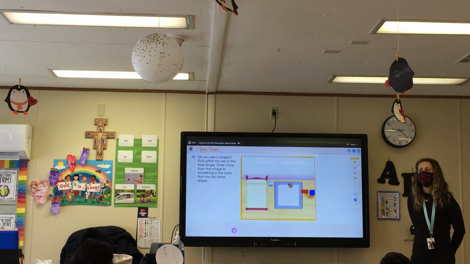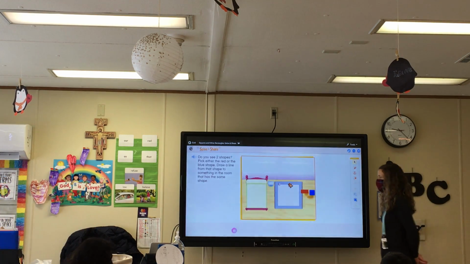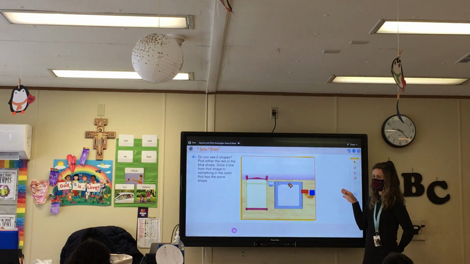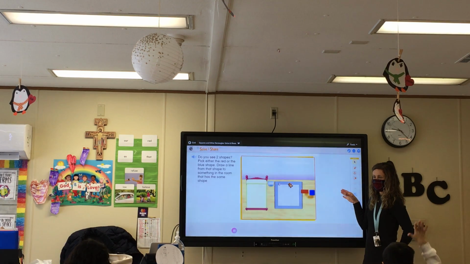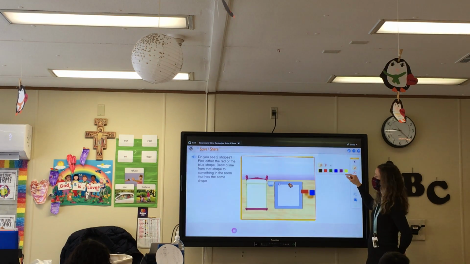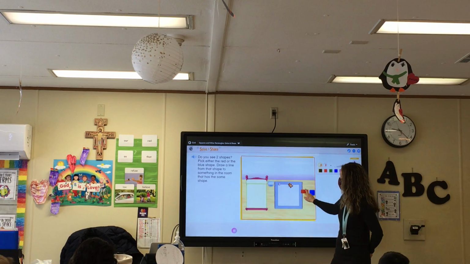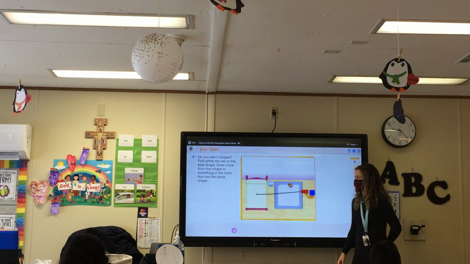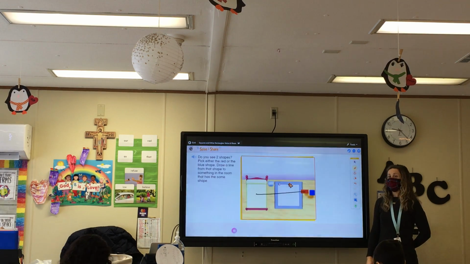What shape is the red shape called, Caitlin? A rectangle. So what in this room looks like the rectangle? The bed. Would you guys agree? Yeah. Yes. So let's draw a line from the red rectangle over to the bed. Very good. Okay. All right, what about the blue shape?